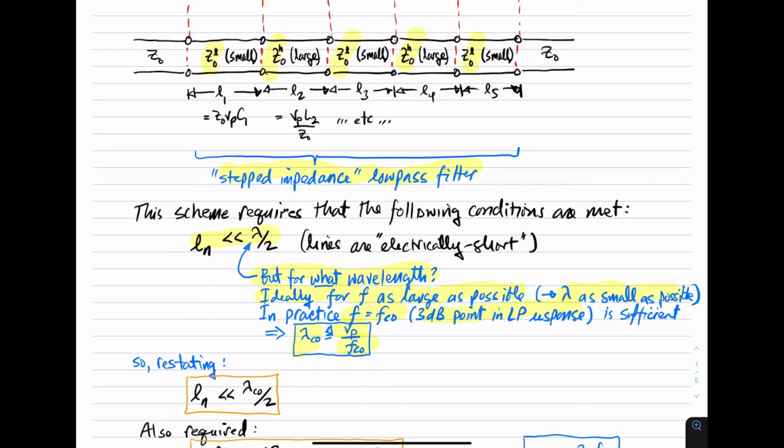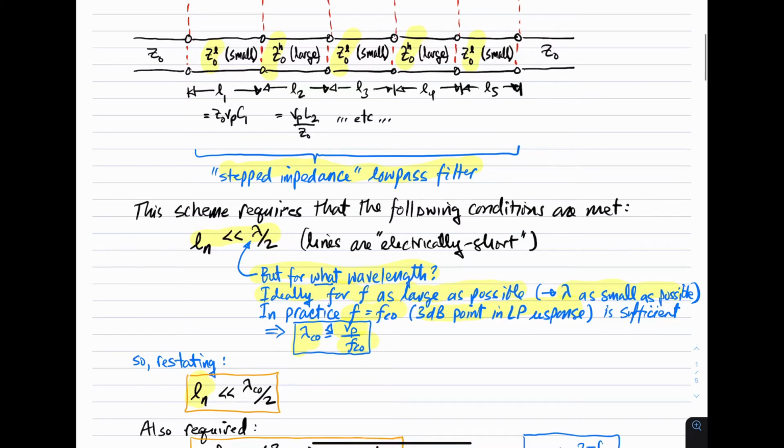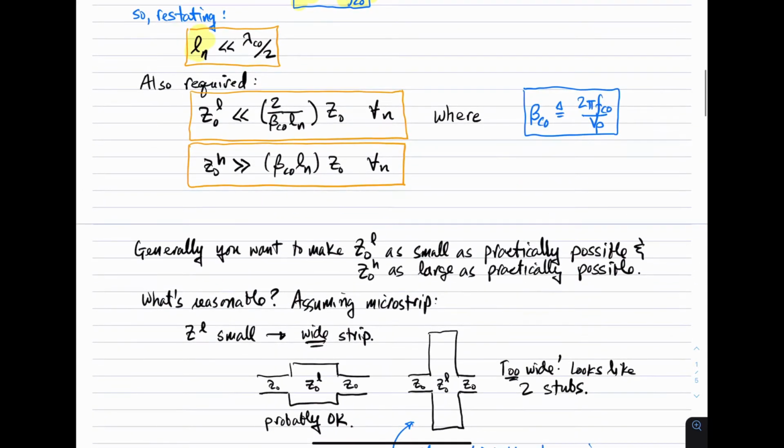So to restate the actual requirement now, when we mean electrically short, we now mean that each one of the line segments should be much, much less than the wavelength of the cutoff frequency divided by 2. Now, that's not the only requirement we have to meet.